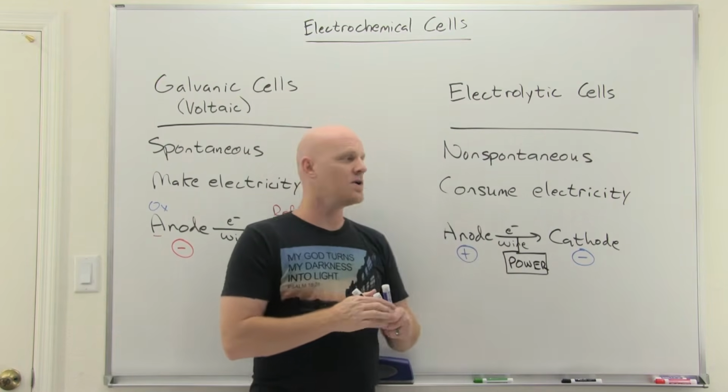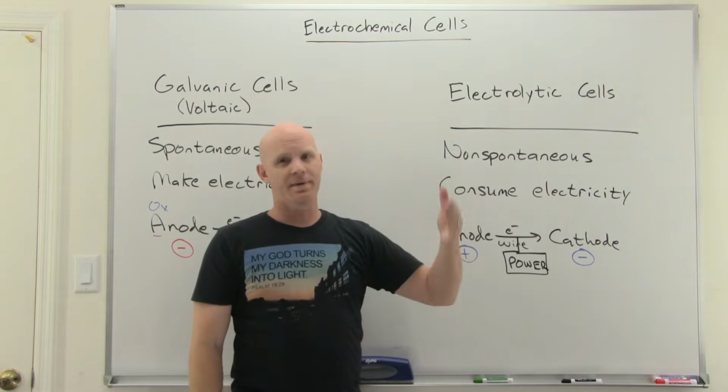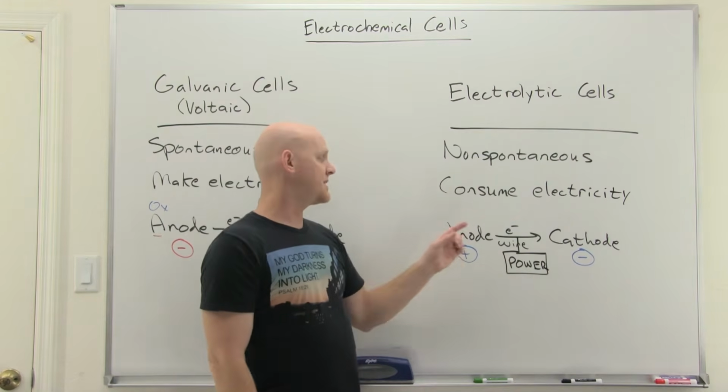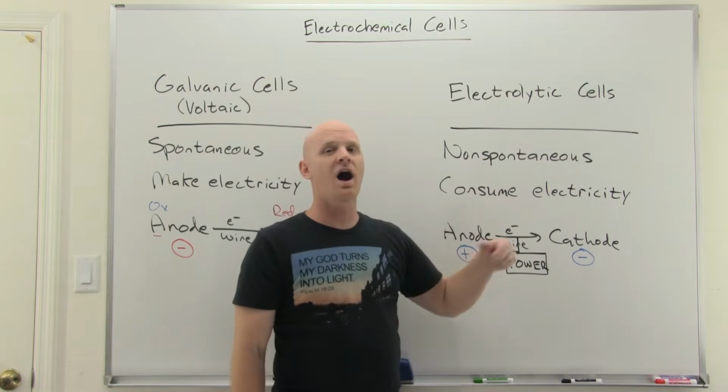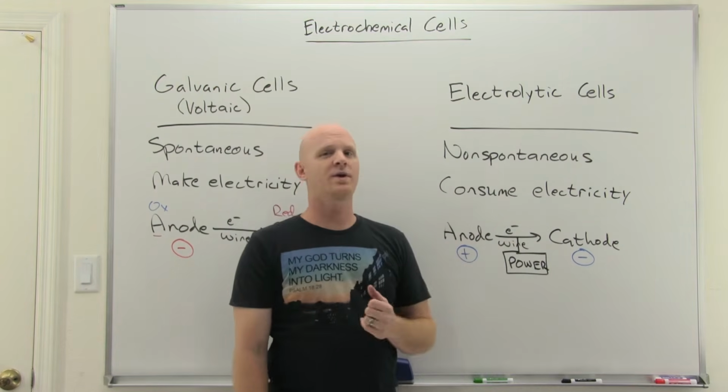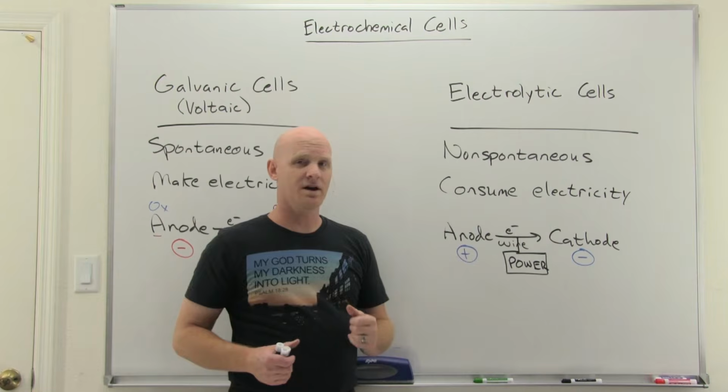So you have to hook up your electrolytic cell to a battery or plug it into the wall or something like that. You have to hook it up to a power source because you're forcing the electrons to go the opposite direction of where they would spontaneously go. You're forcing a non-spontaneous reaction to happen with the input of electricity here.